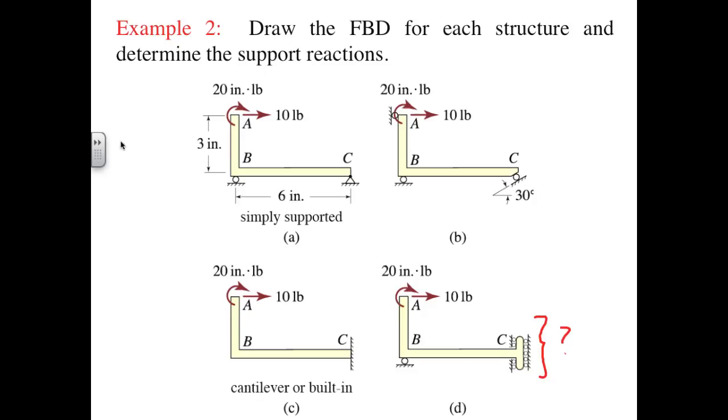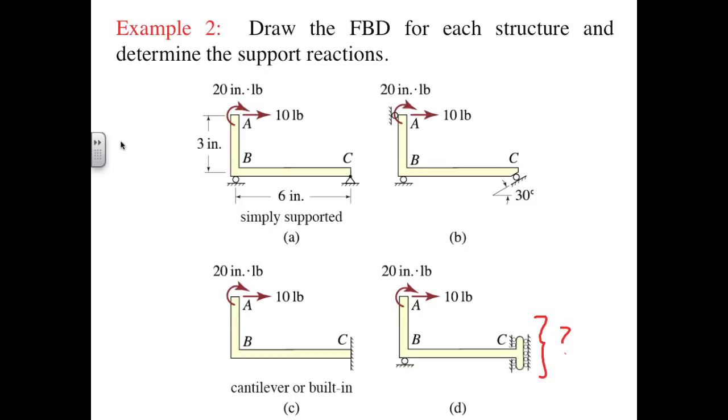In case D, the icon at lower right is intended to convey that the support permits vertical translation, note the vertically oriented rollers, but not horizontal translation or rotation. The appropriate reaction components in that case consist of a horizontal force reaction Cx and a moment reaction Mc. In all 4 cases, there will be 3 reaction components, and force and moment equilibrium should give us enough information to solve for all the unknowns.